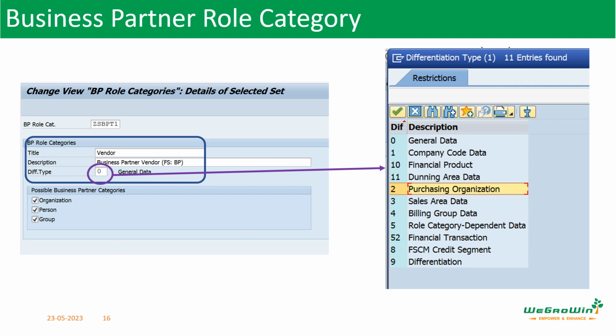Type 2 will bring up purchasing related fields, tabs, screens for the business partner. And then type 3 will bring the maintenance of sales area in the business partner. Like this, the business partner role categories can be defined. We can also control which of the three business partner categories are defined here. For example, whether it is an organization, a person, or a group for a particular business partner role, those things are linked to the business partner role by selecting each of these checkboxes, or together, or whichever combination is required.